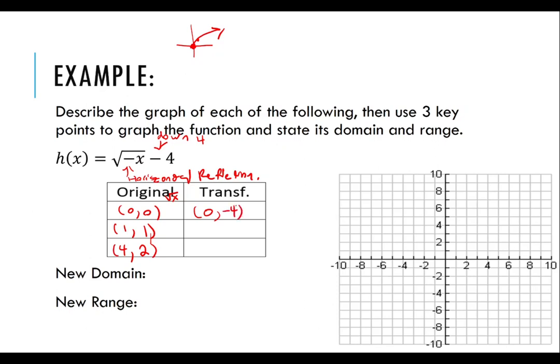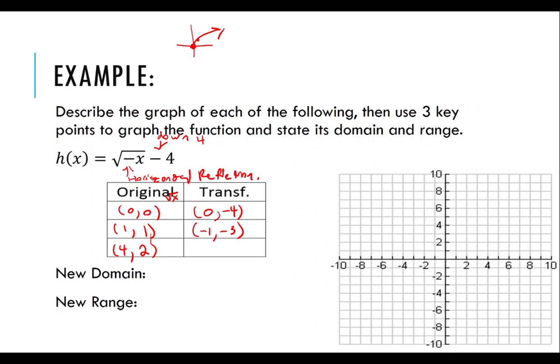Let's confirm that calculation is correct. Negative 0 is 0. The square root of 0 is 0. 0 minus 4 is negative 4. Perfect. Then, if I have 1, and this thing flips across the y-axis, I know that it shifts over to negative 1. Well, then I also need to move the value 1 down 4 points to give me negative 3. Let's plug in negative 1 to confirm we get negative 3. Negative 1 times negative is positive 1. The square root of positive 1 is 1. 1 minus 4 is negative 3, and so we're good.